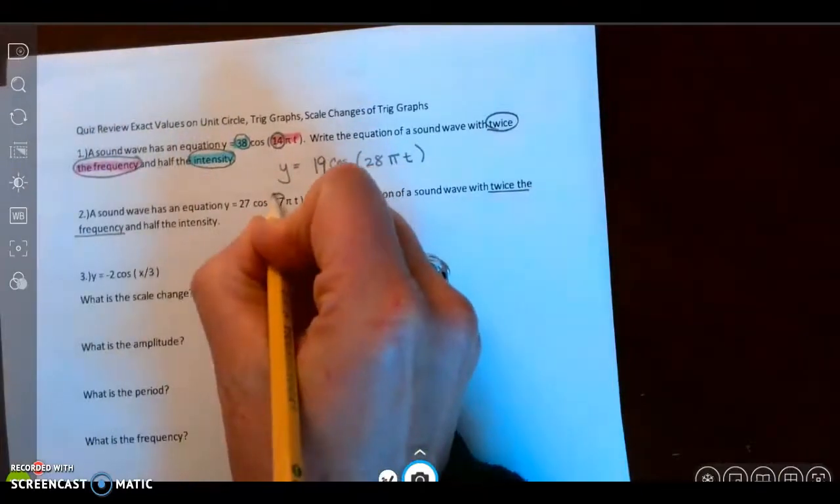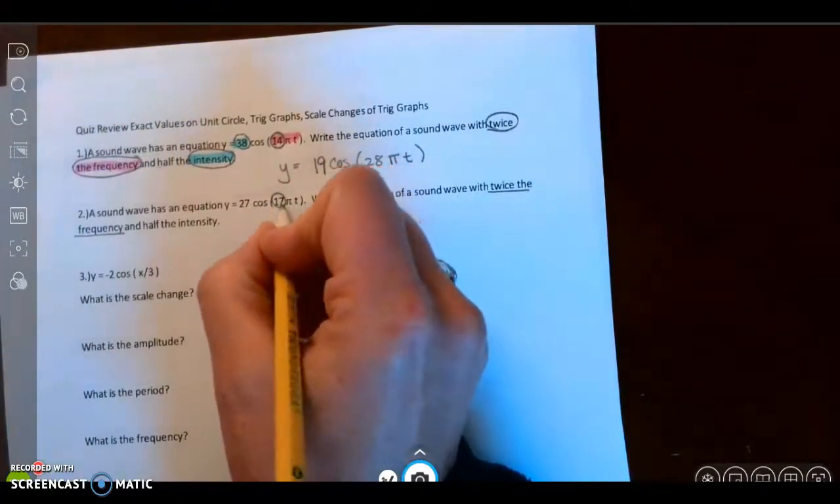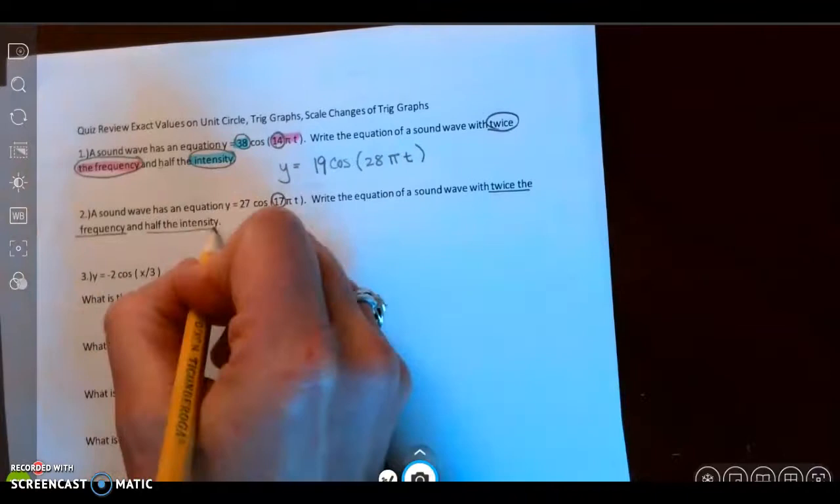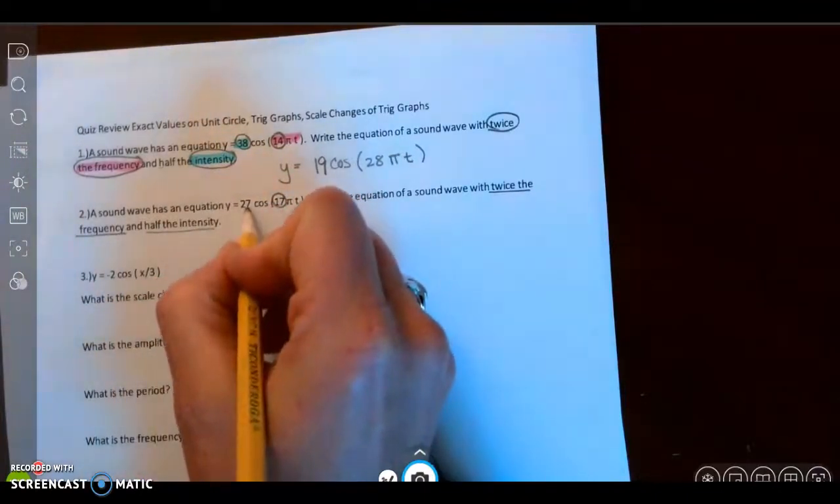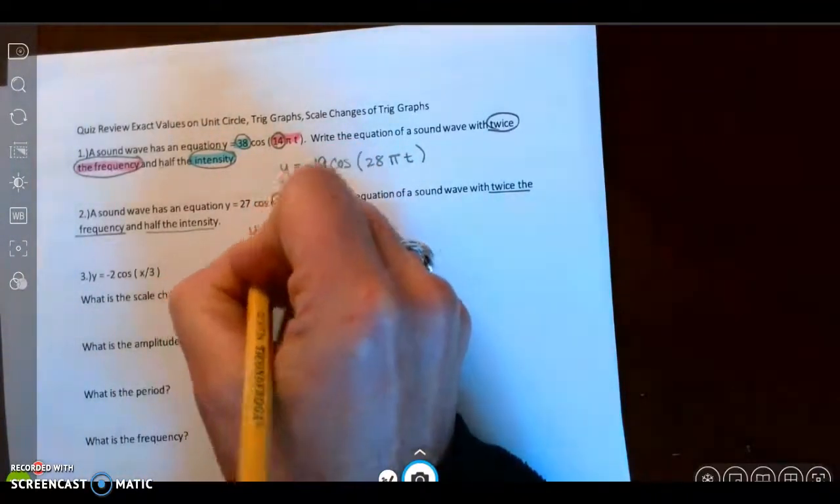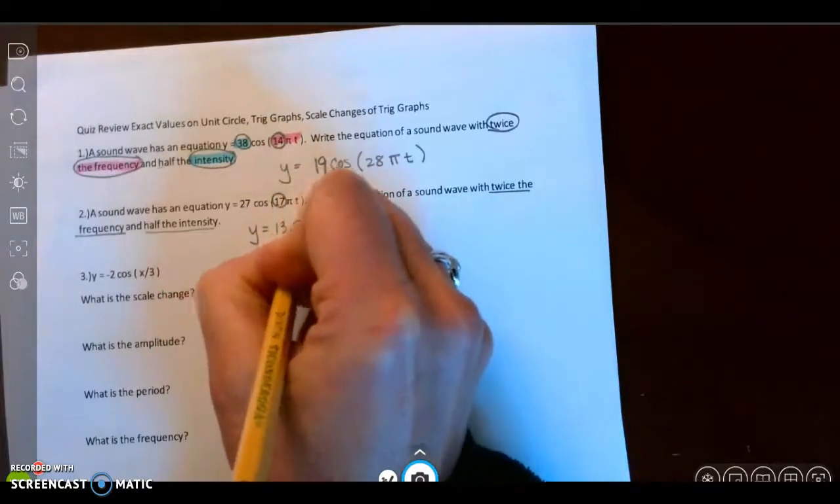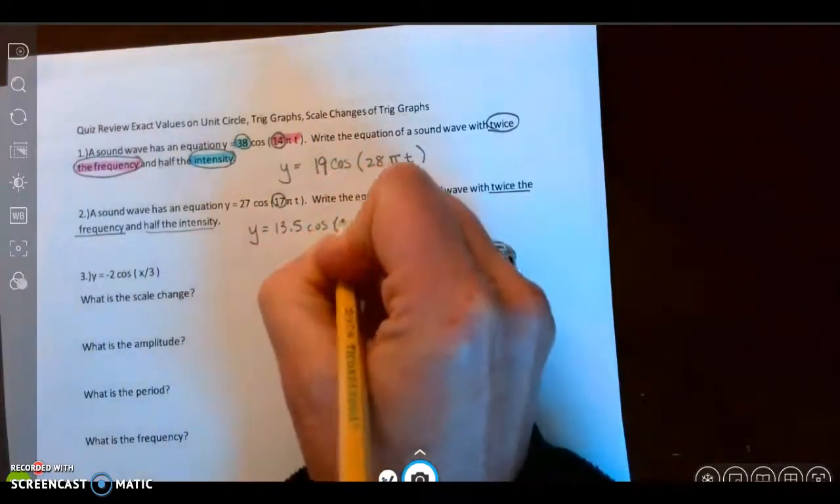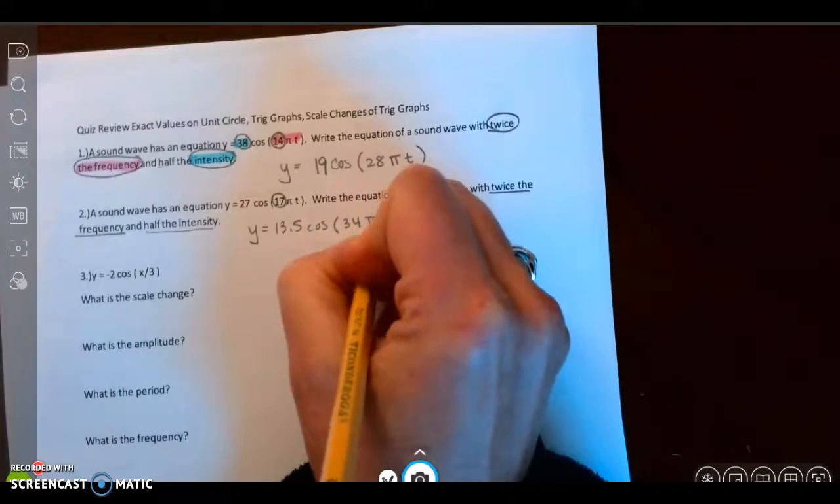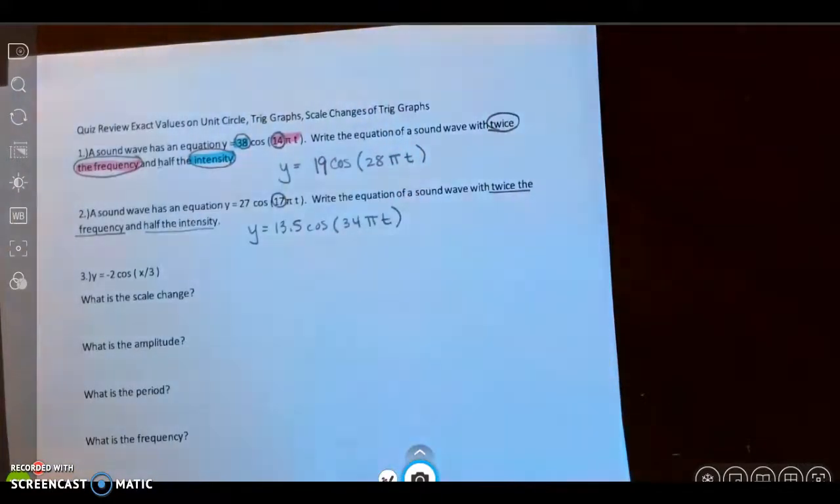So this right here is going to double and become 34, and half the intensity. Half of 27 is 13.5. Cosine of 34 pi t. Okay? All right, number 3.